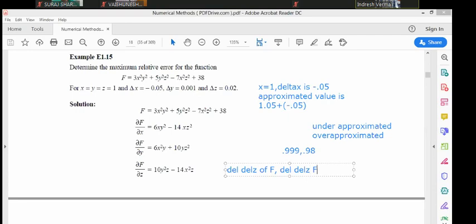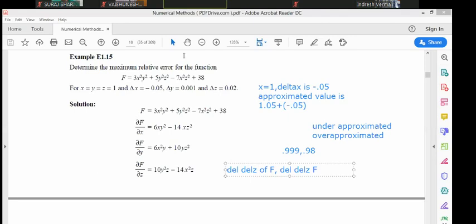So most of the time we read it del z f, del y f, del x f. This is not del f upon del x. This is completely wrong. This is not a ratio. This is not upon. This is not division, not ratio, not proportion. Del x is the first partial derivative.